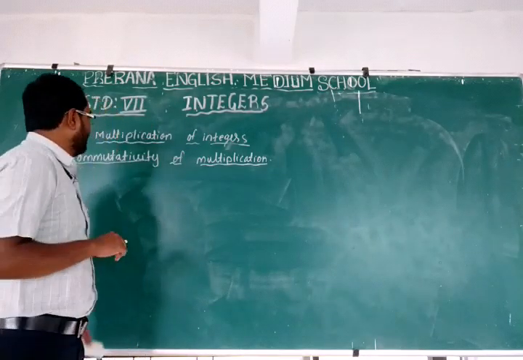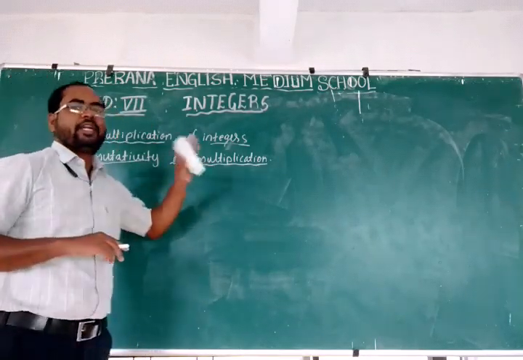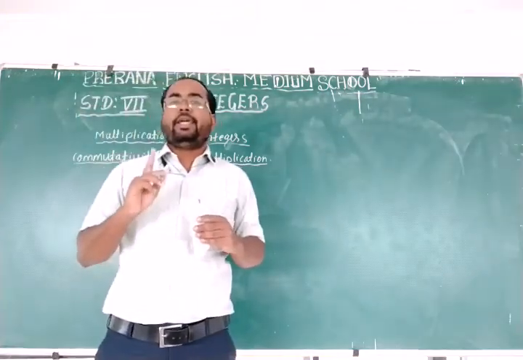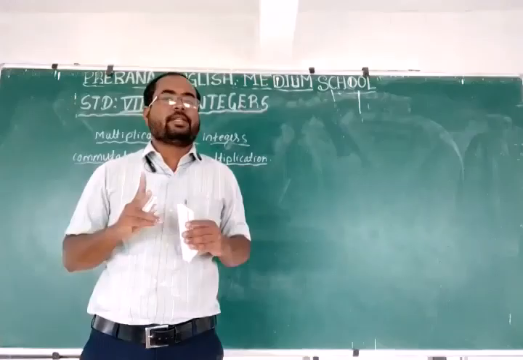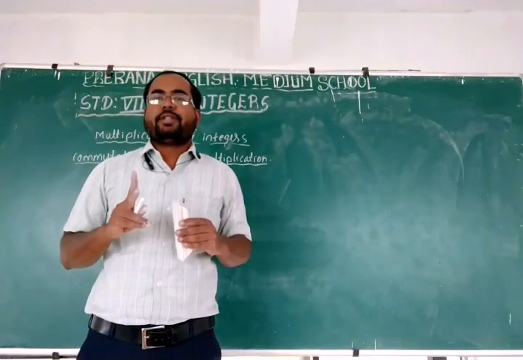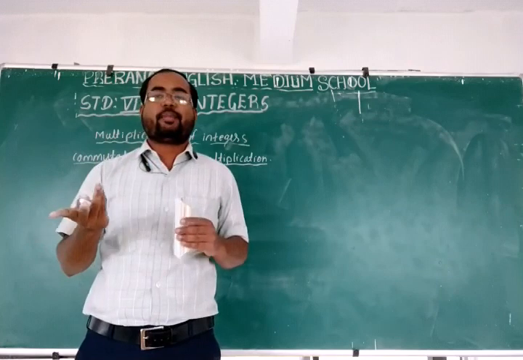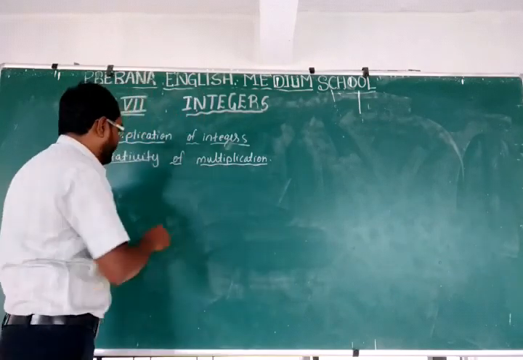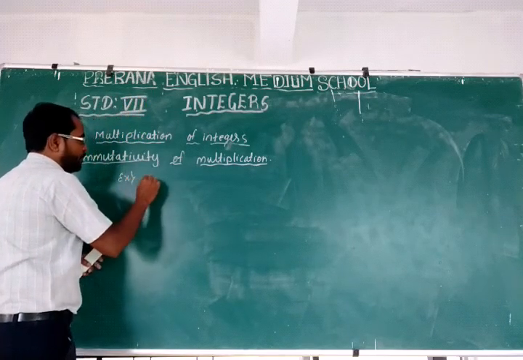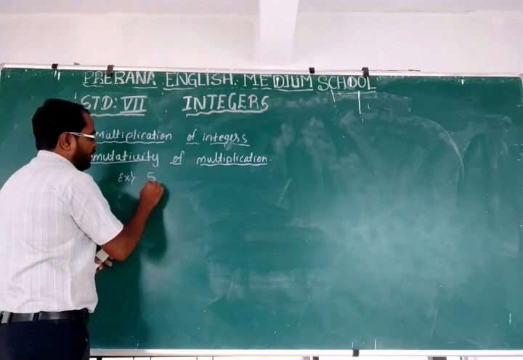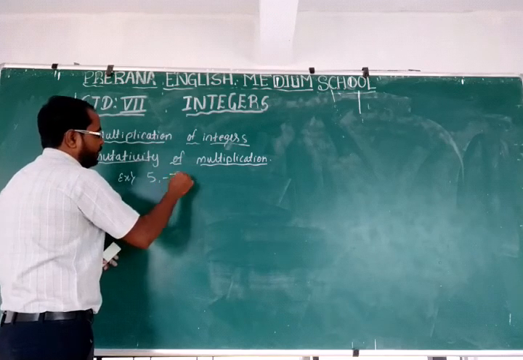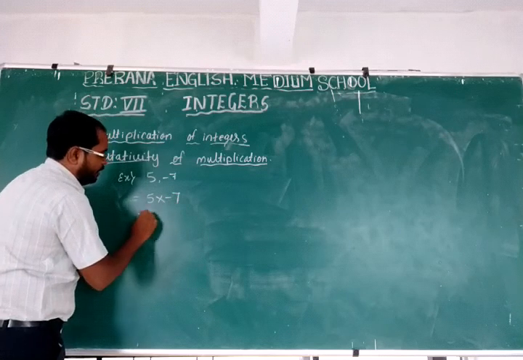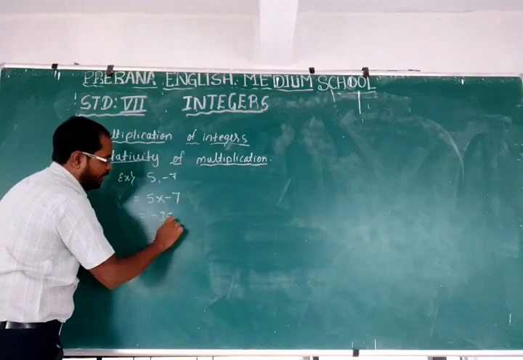Next, we'll see the commutativity of multiplication. Very simple here to find the commutativity: take any two integers, multiply them, and reverse those integers and multiply again. See whether both are equal or not. For example, we'll take 5 and minus 7. If I multiply 5 into minus 7, I will get plus into minus is minus 35.